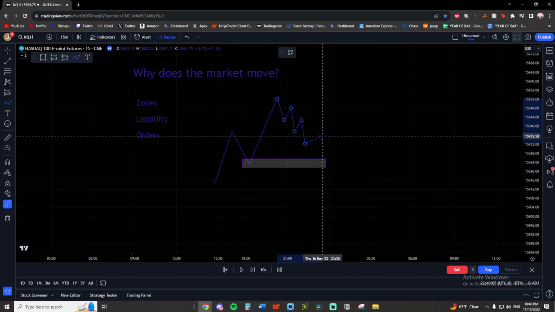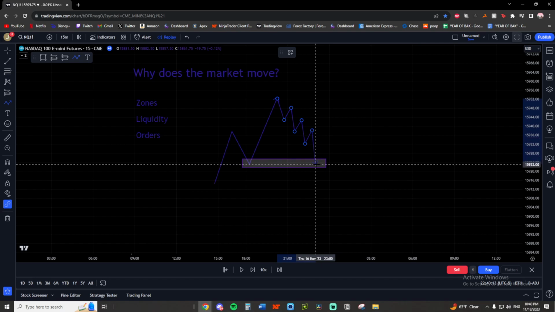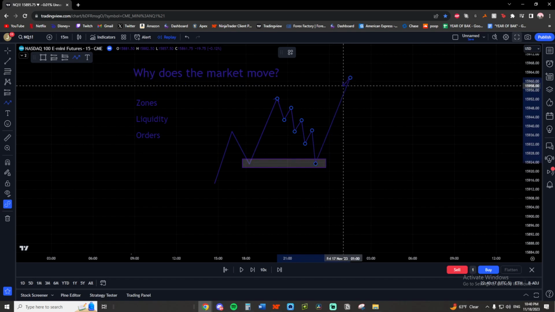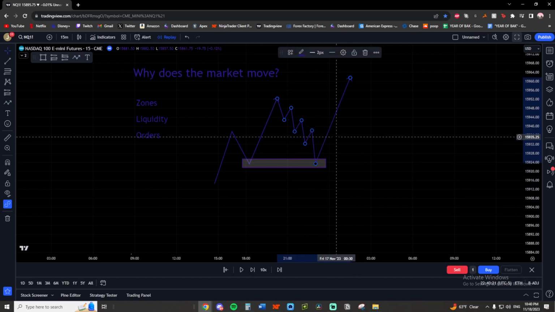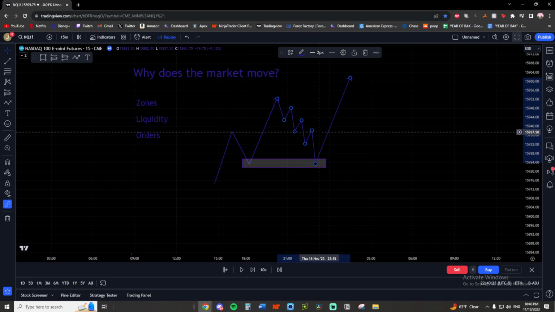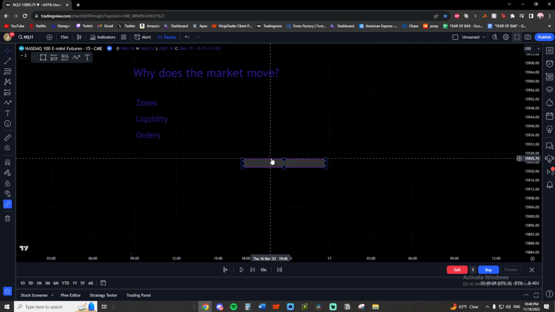Because why? Liquidity is what moves the market. Liquidity has the volume. Liquidity provides the volume. So the market is going to seek this liquidity. Price comes down, gets into this zone, tags into the liquidity, and moves higher. All right. So within these zones, there's liquidity. That's what moves the market. And like I was saying just now, the market is naturally going to seek the liquidity.